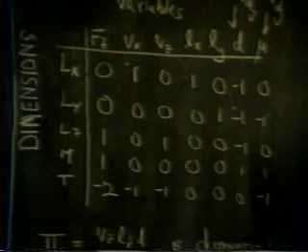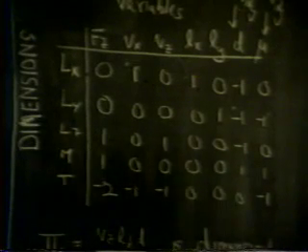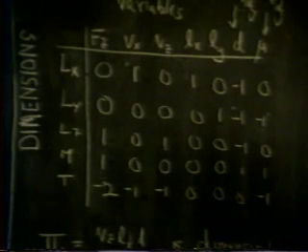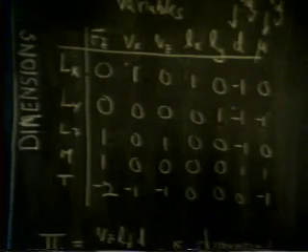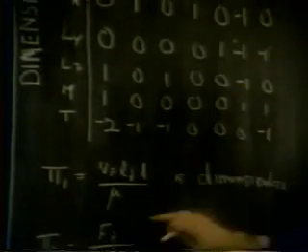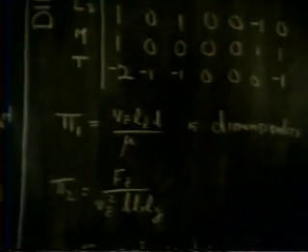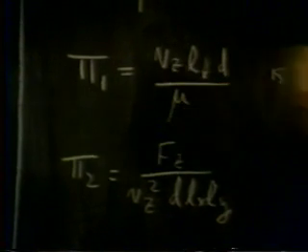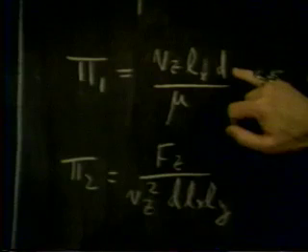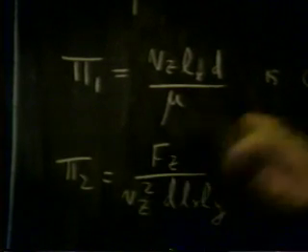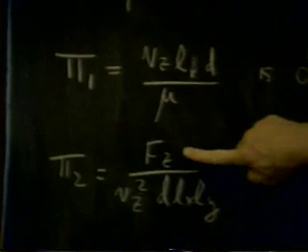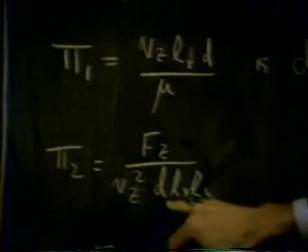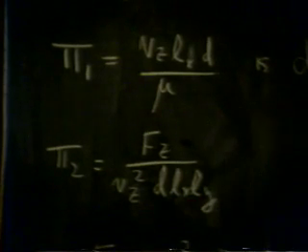Now, there are systematic ways of finding the dimensionless quantities. I won't go through any of the algebra. It's fairly straightforward. But you can verify for yourself that in terms of these variables, there are two dimensionless quantities, which I'll call pi 1 and pi 2. The first one involving the velocity in the z direction, the length in the x direction, the density divided by the viscosity. And the second one involving the thing we're interested in, the force, and the velocity in the z direction squared, the density, the length in the x direction, length in the y direction.